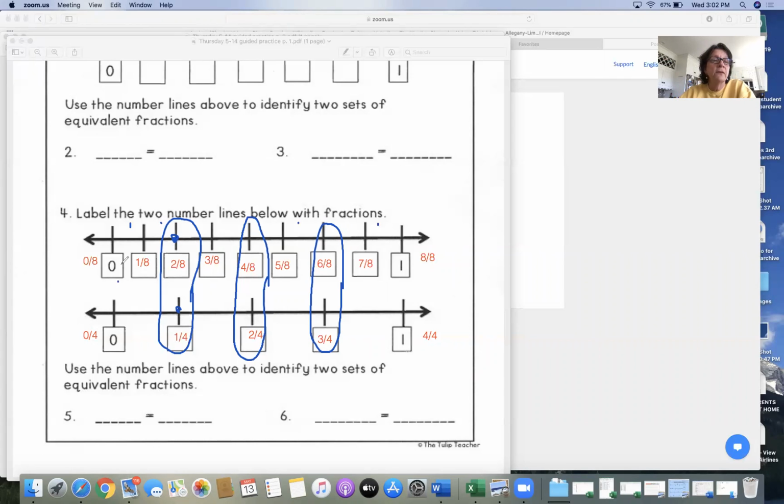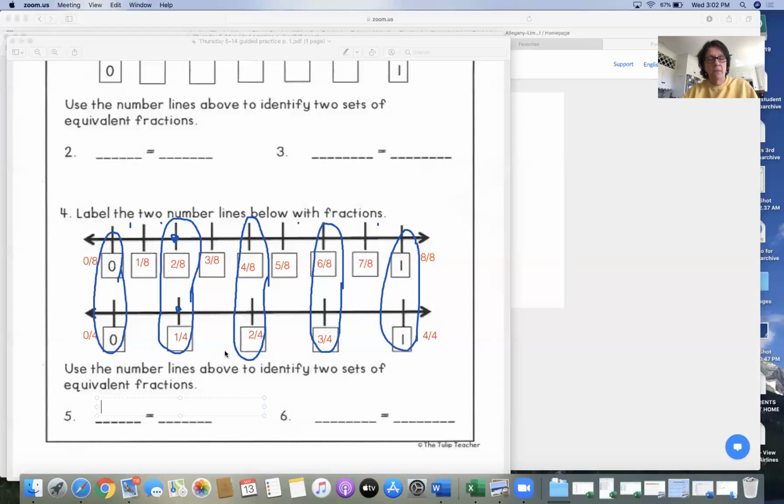That's right, boys and girls. 0/8 and 0/4 are at the same point, which means that 8/8 and 4/4 are also at the same point on the number line. So when the question says use the number lines above to identify 2 sets of equivalent fractions, we actually have identified 1, 2, 3, 4, 5 sets of equivalent fractions.